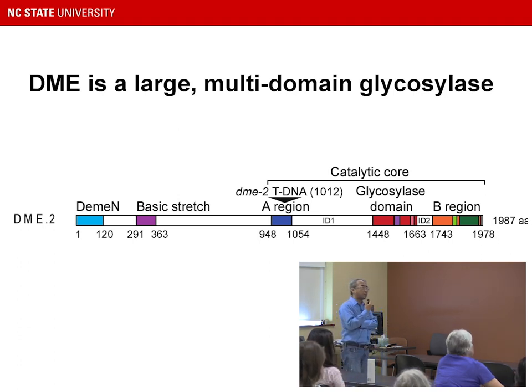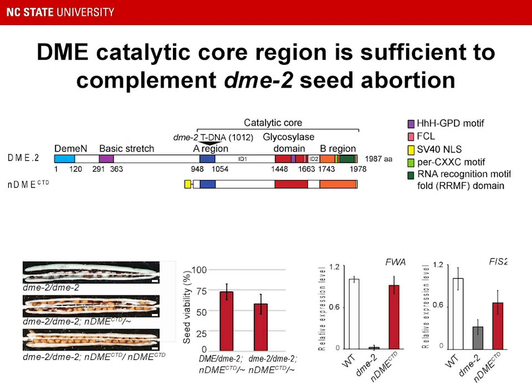So in our mind, this is just an enzyme. Whatever is taking DEMETER to where it needs to go must be conducted by the N-terminal region. So we thought, well, what if we chop off the N-terminal region and see if that gene can complement?